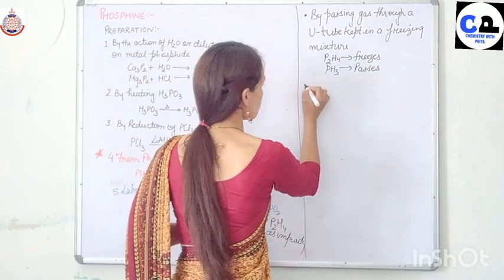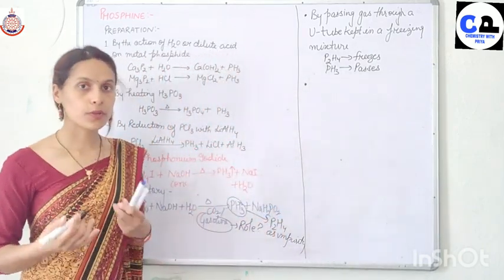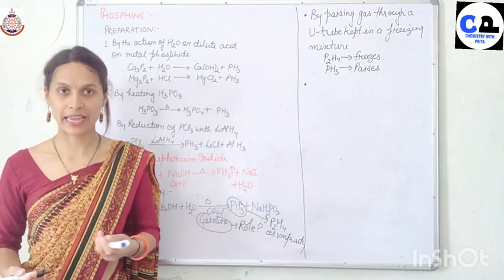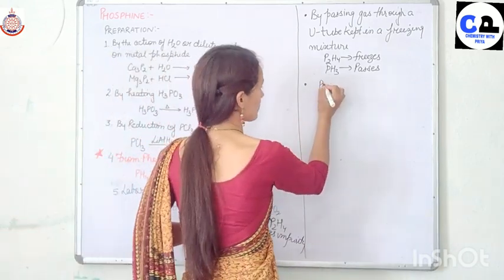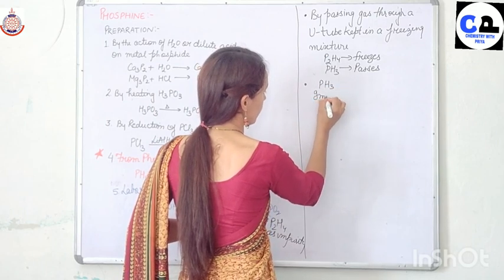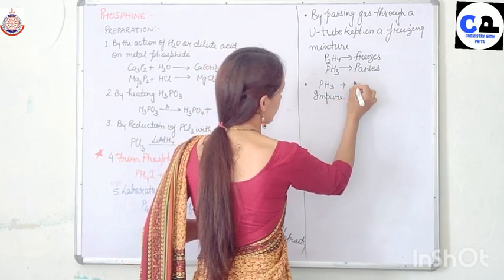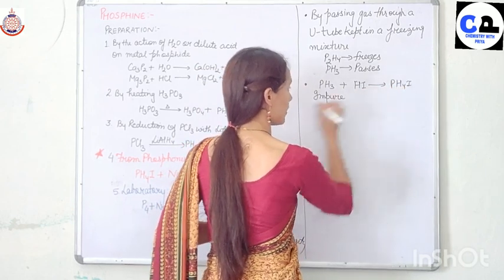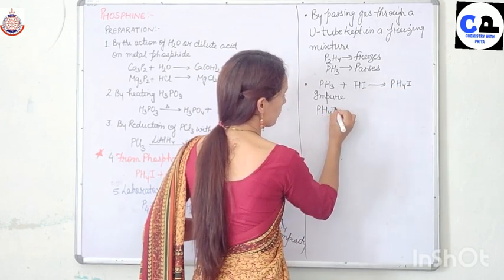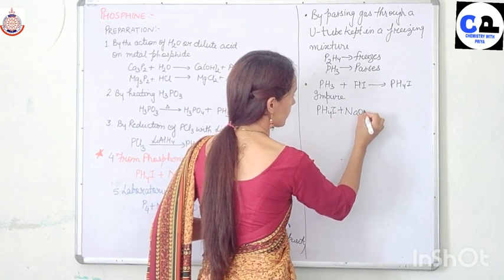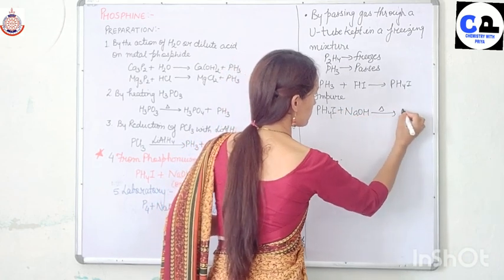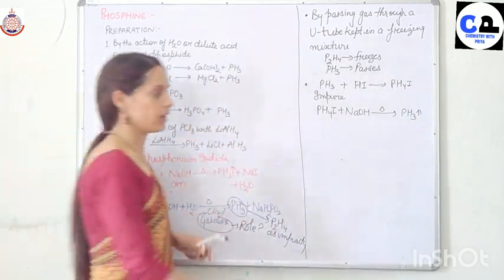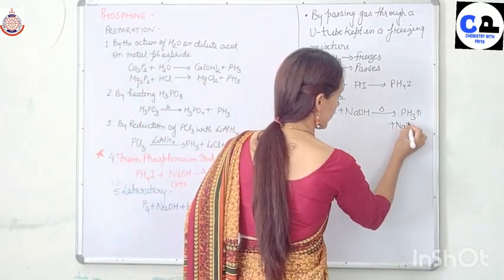Or we can also purify this gas by treating it with hydrogen iodide. When this impure gas reacts with hydrogen iodide, it forms phosphonium iodide. And when this phosphonium iodide reacts with concentrated NaOH, it forms PH3, which is the purest form, along with NaI and H2O.